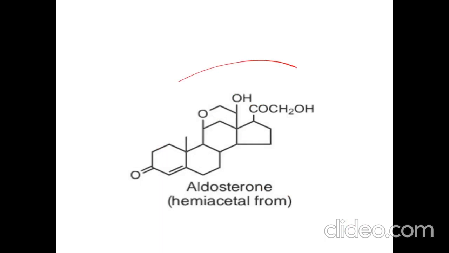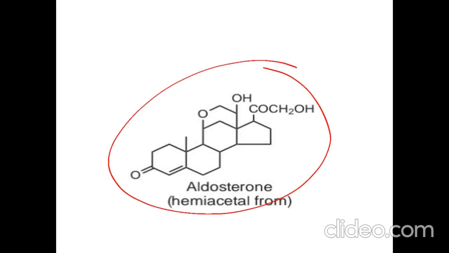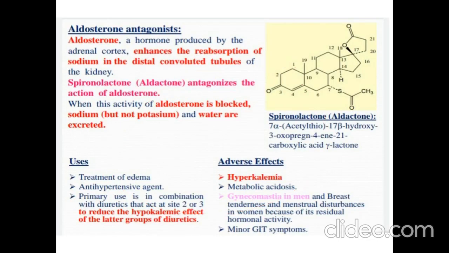So this is the structure of aldosterone. This is the steroid hormone, that is the mineralocorticoid, which is responsible to activate these antiporters so that sodium ions are reabsorbed into the blood and potassium ions come into the urine. So, aldosterone antagonists.